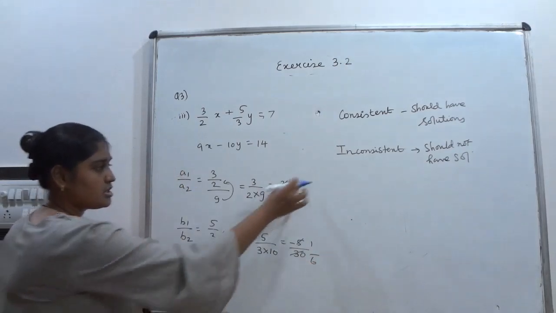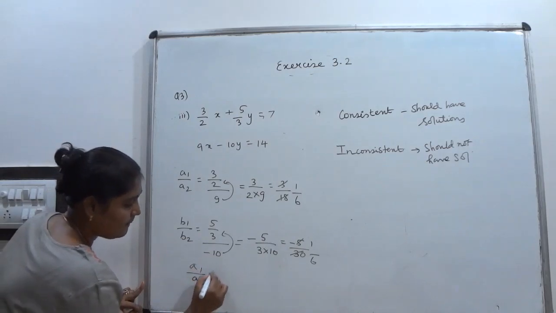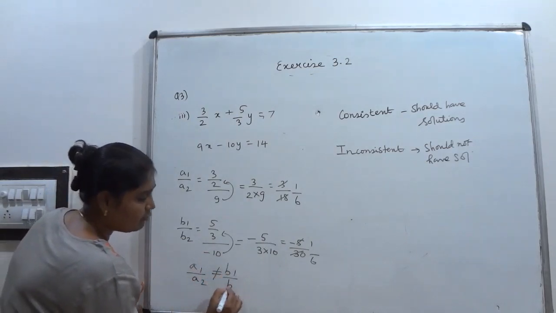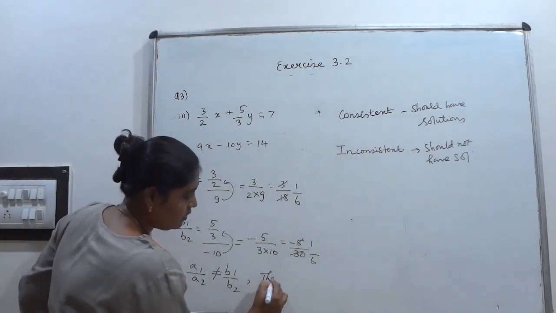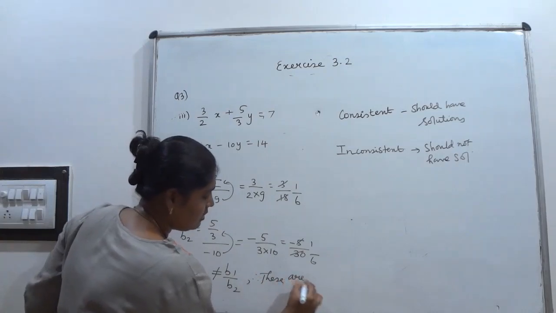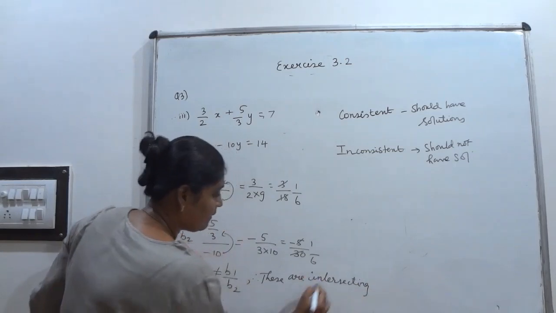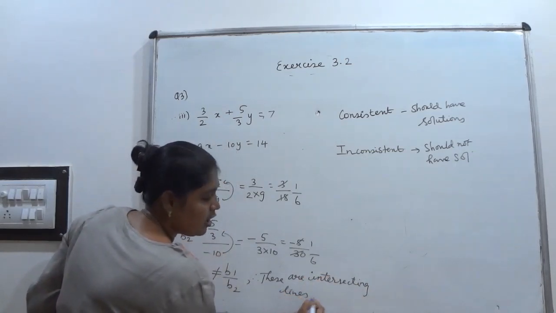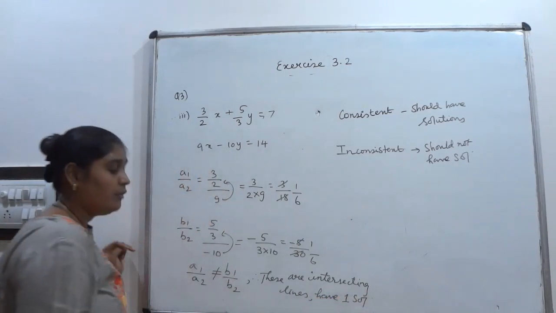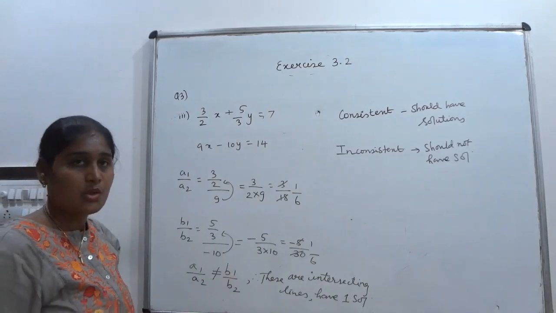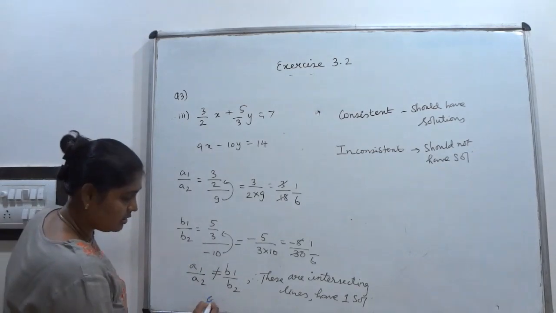Check these ratios: this is plus 1 by 6, this is minus 1 by 6. Both are not equal. Therefore, these are intersecting lines, which have one solution. Understood? If the pair of linear equations have one solution, then we can tell that these are consistent. Right over here, consistent lines.